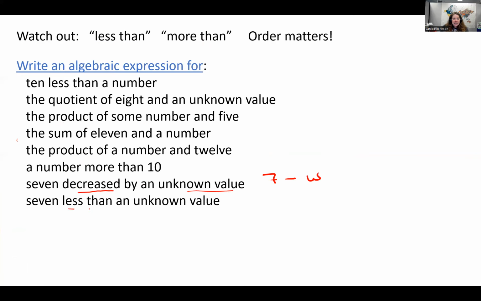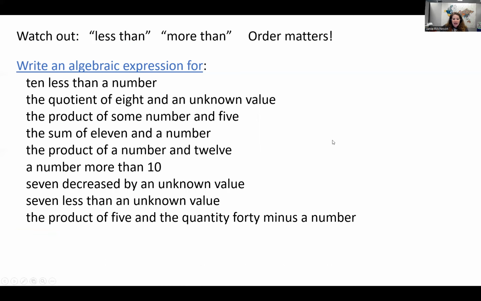7 less than an unknown number. This is subtraction. I must throw what's in the front to the back and what's in the back to the front. So an unknown number, I can write any letter I want, minus 7. This is exactly what you have to have. If you put 7 minus a, that would be wrong. It's 7 less than a number, a minus 7.